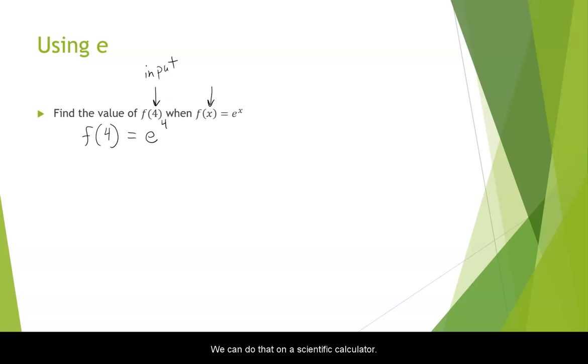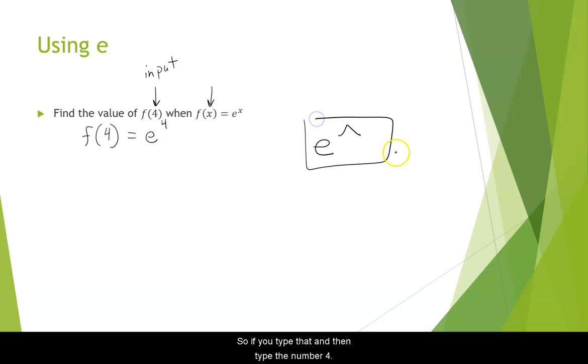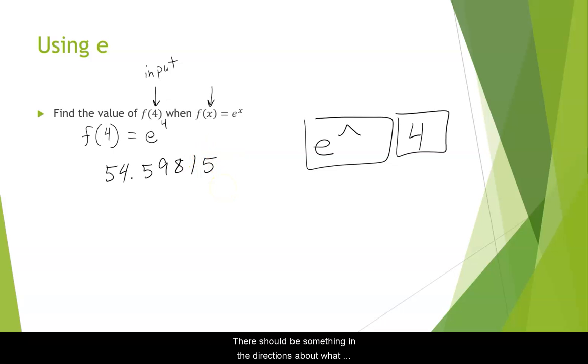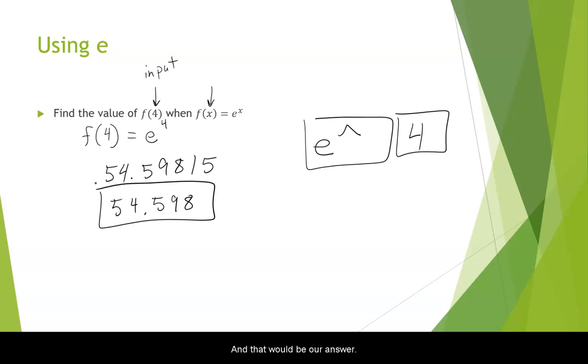We can do that on a scientific calculator. You should have a button that looks like this. So this is e to the power of. So if you type that and then type the number 4, you should end up with 54.598150003. There should be something in the directions about what number to round to. Frequently, we round to either 3 or 4 decimal places. So I would say, let's round this one to 3, just because I'm being arbitrary, and that would be our answer.